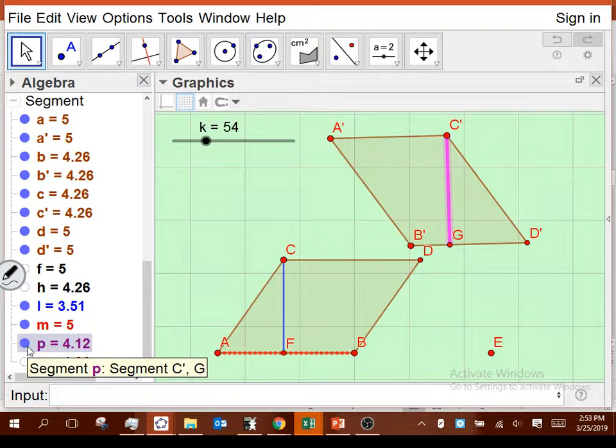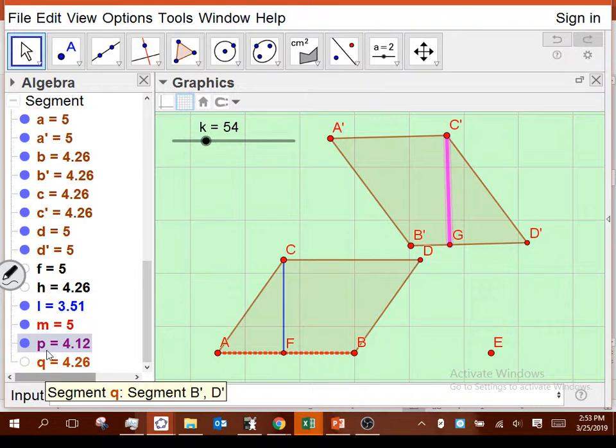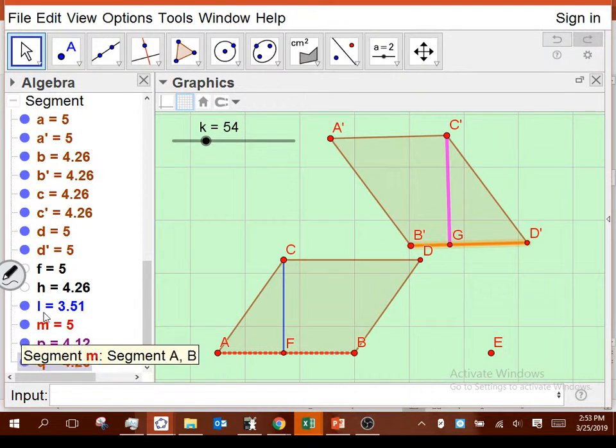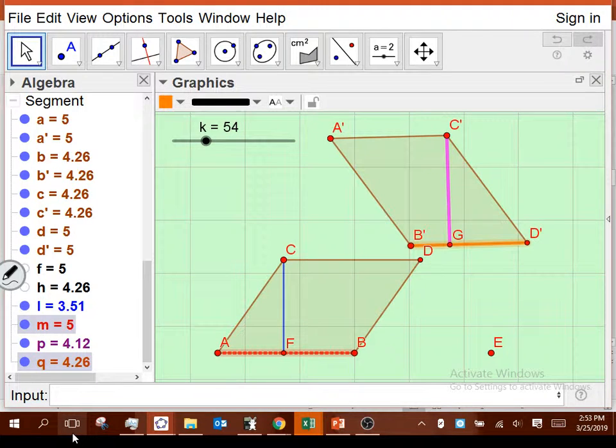Okay, now what would be the base of that purple one? The base that goes with it would be this one, right? Okay, well, how does that relate to the other base of 5? It got smaller, right? So the altitude got bigger, but the base got smaller, right? That's an inverse relationship, correct?